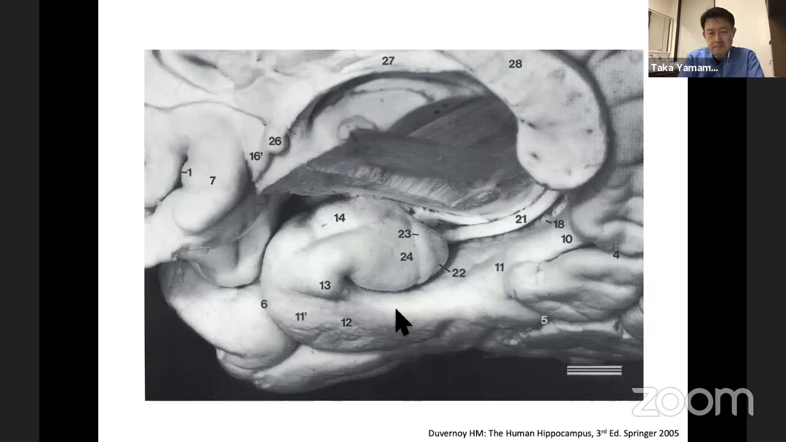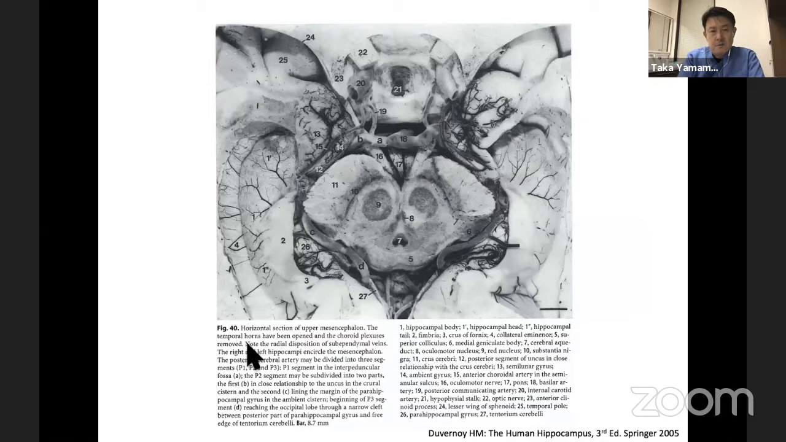And this is also very important anatomy. When we resect the amygdala and the hippocampus inside, we can see many arteries and veins here, and also the midbrain. Then we resect these structures subpially. Subpial resection is very good and safe.